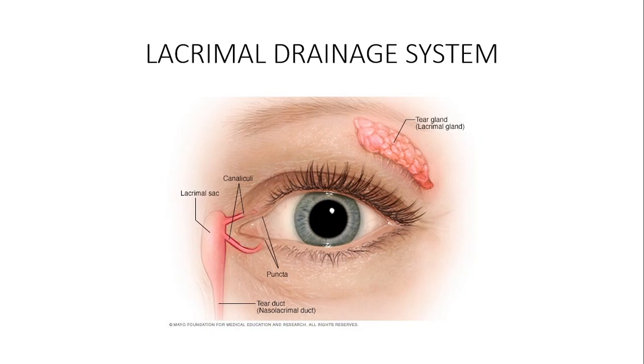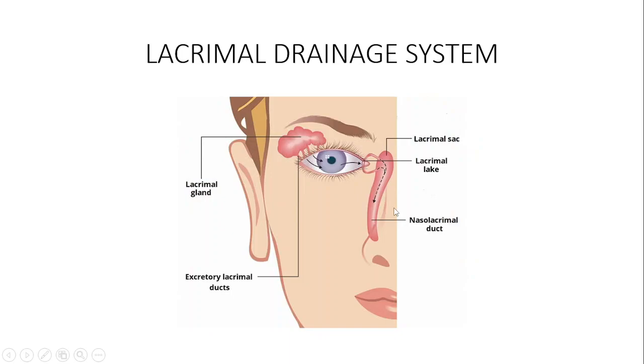So, the lacrimal drainage system. Today we are going to talk basically about the major structures which come together to form the lacrimal drainage apparatus. We are going to start with mentioning the names of these particular structures. So, we have the lacrimal gland, which is found at the superotemporal aspect of the orbit. Apart from the lacrimal gland, we have the excretory ducts. Look at them. These are the excretory ducts of the lacrimal gland.